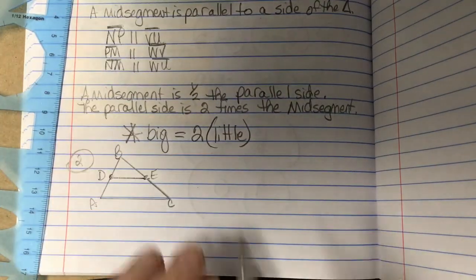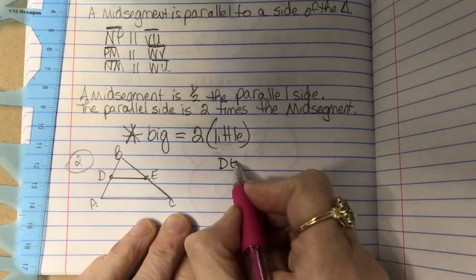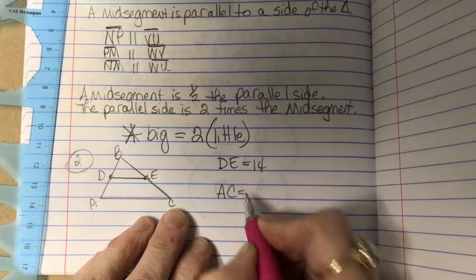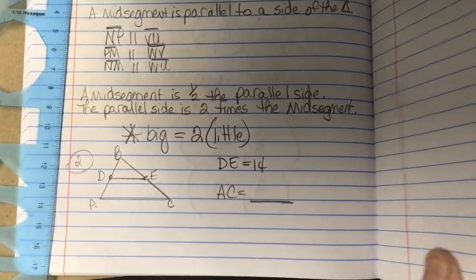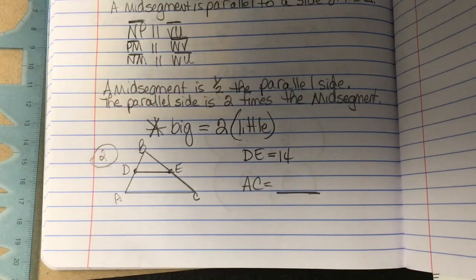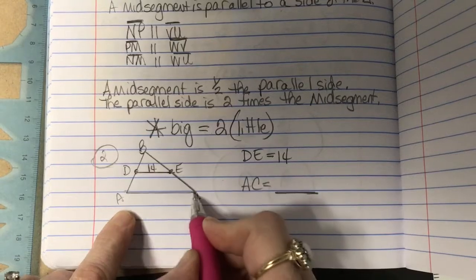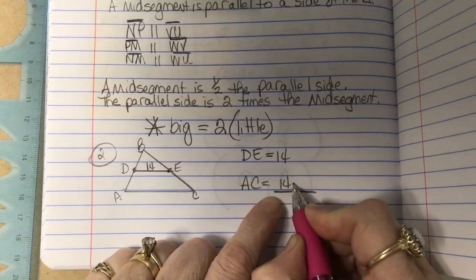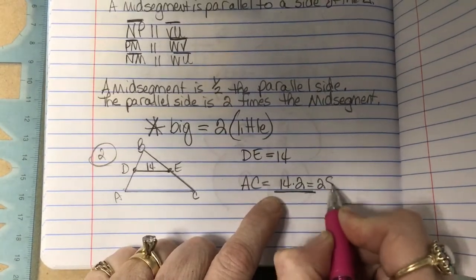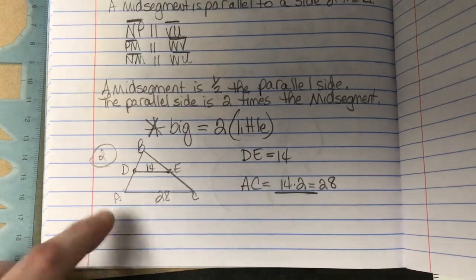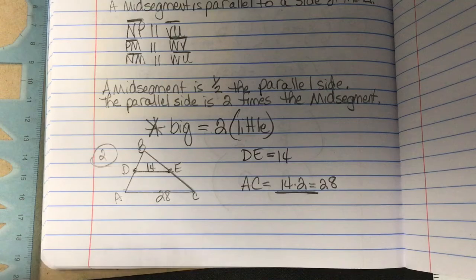So in this one, they're going to tell me that DE is equal to 14, and we want to find AC. Just very straightforward. Well, if you look at it, this is the little one, and the big one is just going to be that one times 2. So this one's 28.